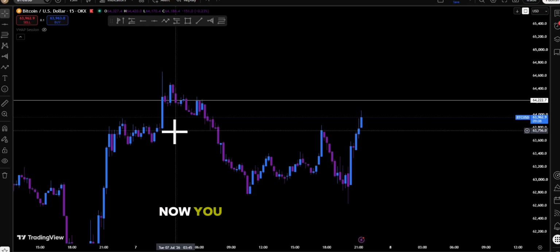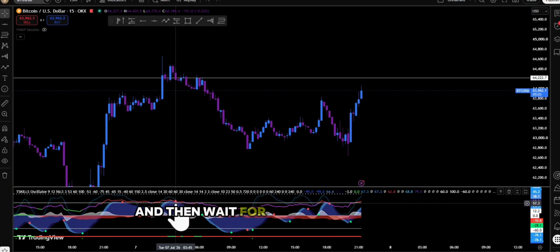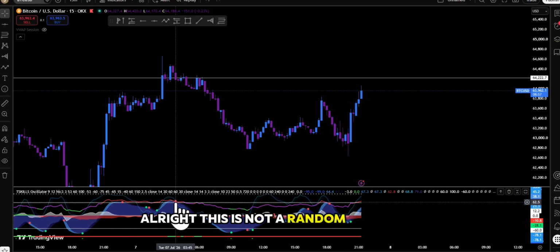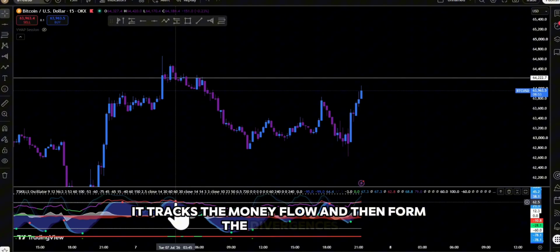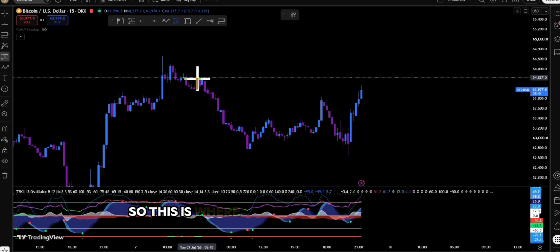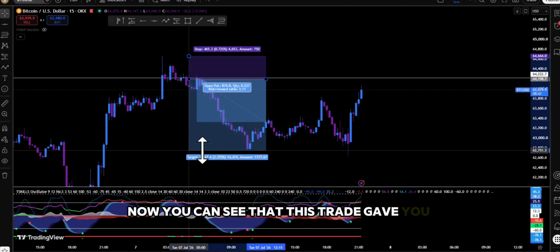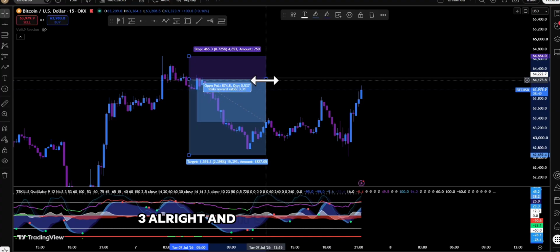All right, now you have to simply open the oscillator, the indicator, and then wait for a red or green dot. Basically this is the indication when you have to sell. This is not a random indicator. It tracks the money flow and then forms the divergences. So now when there's the bearish divergence, it means that you have to enter right here. So this is where you're supposed to enter. And now you can see that this trade gave you a 1, 2, 3. And it's still running.